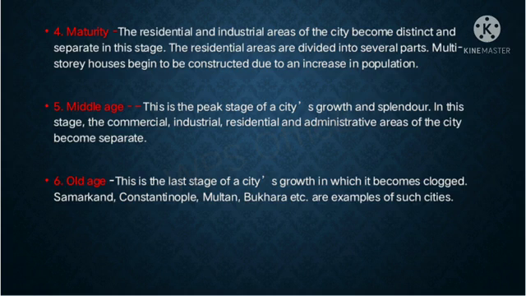Fifth, middle age. This is the peak stage of a city's growth and splendor. In this stage, the commercial, industrial, residential, and administrative areas of the city become separate. Sixth, old age. This is the last stage of a city's growth in which it becomes clogged. Samarkand, Constantinople, Multan, Bukhara, etc. are examples of such cities.